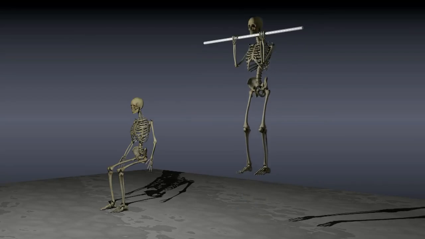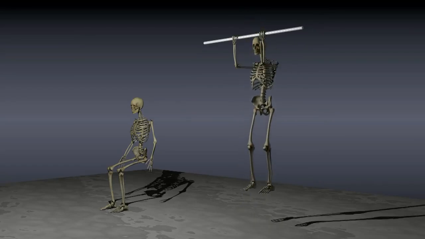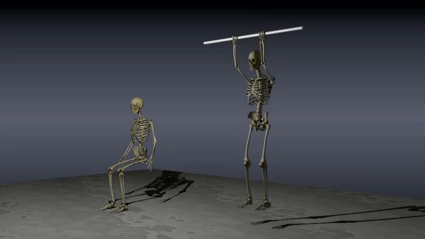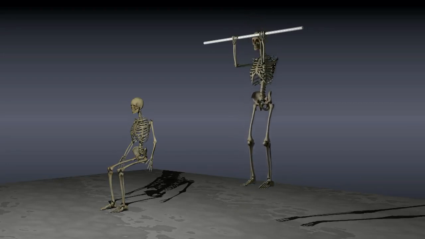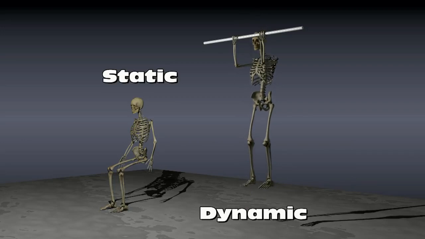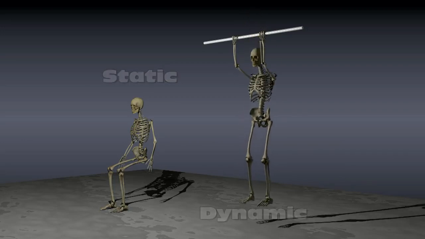Doing pull-ups requires isotonic contractions. The invisible chair requires isometric contractions. The pull-ups are a dynamic exercise where there is movement. The invisible chair is a static exercise where there is no movement.